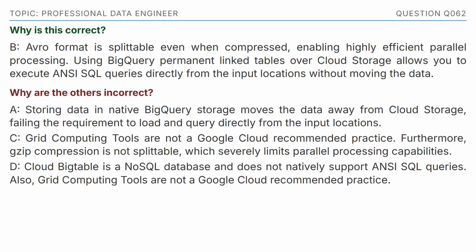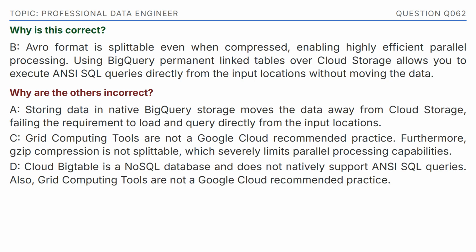B. Avro format is splittable even when compressed, enabling highly efficient parallel processing. Using BigQuery permanent linked tables over cloud storage allows you to execute ANSI SQL queries directly from the input locations without moving the data. Why are the others incorrect?